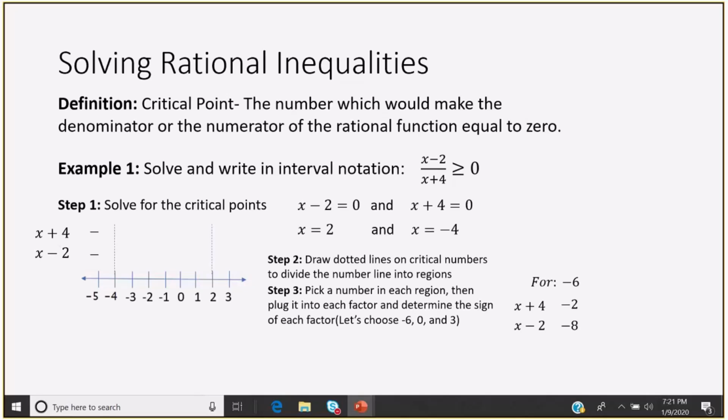For my middle region, the space between those two dotted lines, I'm going to pick 0. I plug that into x plus 4, which gets me +4, so I put a plus on my number line on the left side. 0 minus 2 gets me -2, so I put a negative sign on my number line. One more region to cover. I'm going to plug in 3. The first factor gets me 7, so I put a plus on my number line in that spot. And 3 minus 2 gets me 1, so I put a positive sign in that spot on the number line as well.